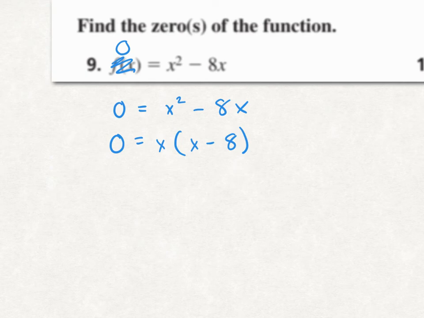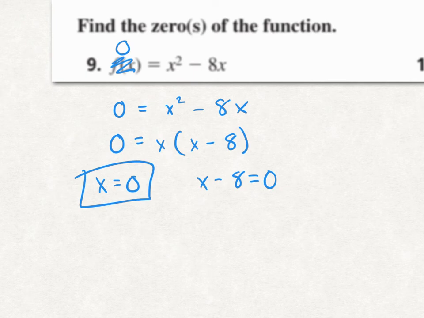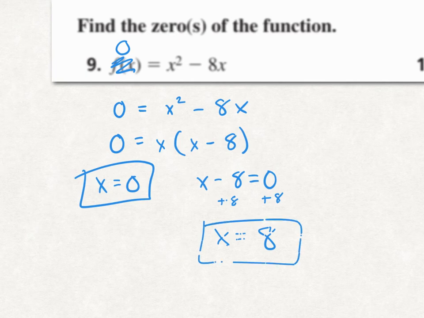So now we can set both of these equal to 0. So we have x is equal to 0 and x minus 8 is equal to 0. X is equal to 0 is already solved. We don't need to do anything with that. That's one of our zeros of our function here. X minus 8, we need to add 8 on both sides, so we get x is equal to 8. So these are two zeros of our function.